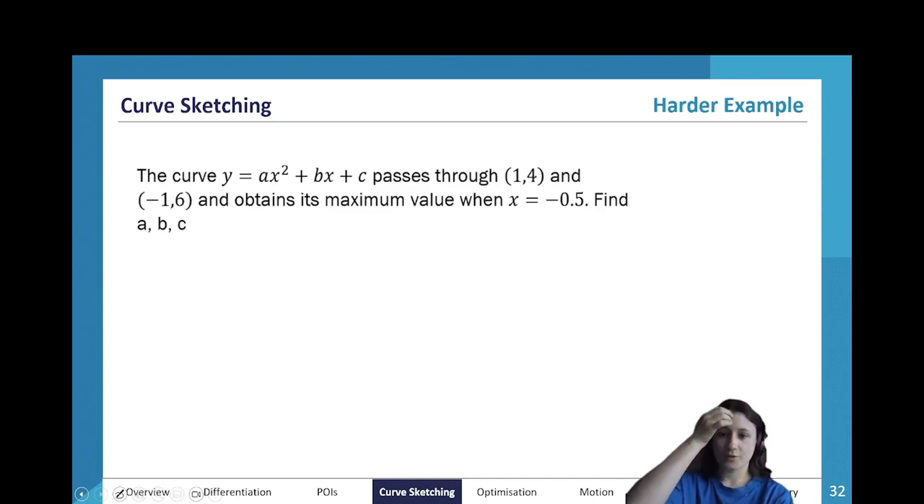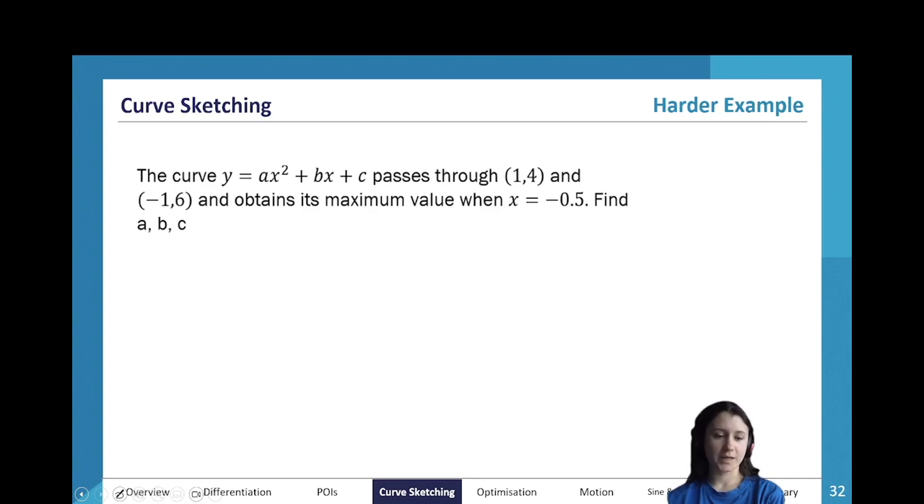Now let's go through this question here. So we have a curve y equals ax squared plus bx plus c passing through the point 1, 4 and negative 1, 6 and obtaining a maximum value when x equals negative a half. Find a, b, and c. So we've been given 2 coordinates on the curve, and a value about its stationary point, its maximum value.